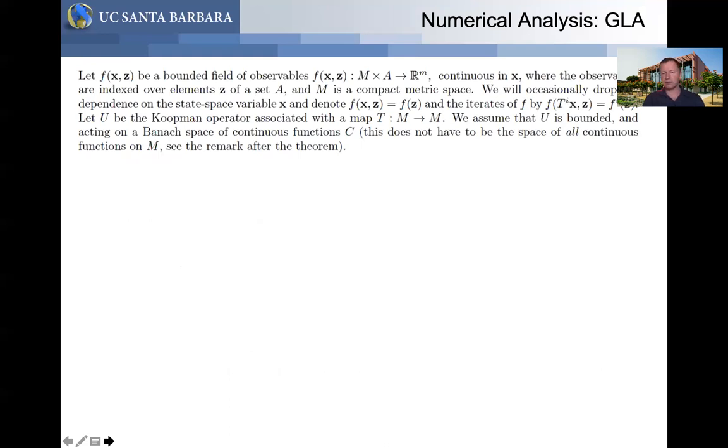Now let's talk a little bit about numerical analysis. There are really two types of numerical analysis that we pursue in the context of Koopman operator theory. One is associated with averages, time averages, or weighted time averages along trajectories, and that goes under the name of generalized Laplace analysis. In that case, we don't represent the Koopman operator itself. We try to find spectral objects like eigenfunctions. We try to find them directly without ever exhibiting the operator, directly from data.